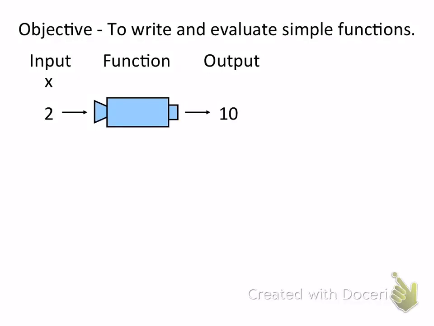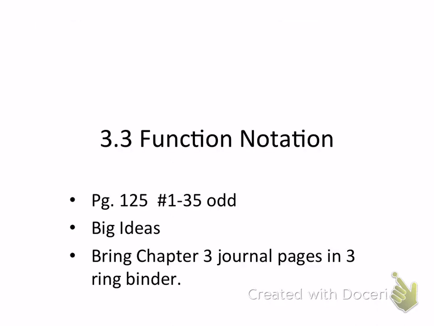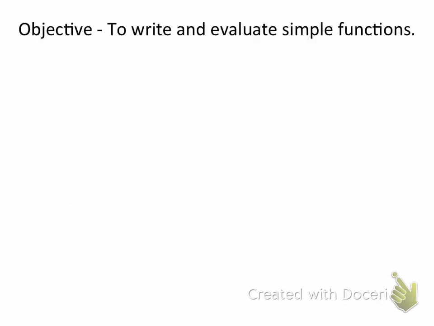All right, this is chapter 3-3, function notation. Tonight you're doing 125, 1 through 35 odd of the big ideas. Make sure and put your chapter 3 journal pages in your 3-ring binder and bring it to class, or you can bring the whole thing to class. All right, so the first set of notes is really just some background information. I'll tell you when to take notes.